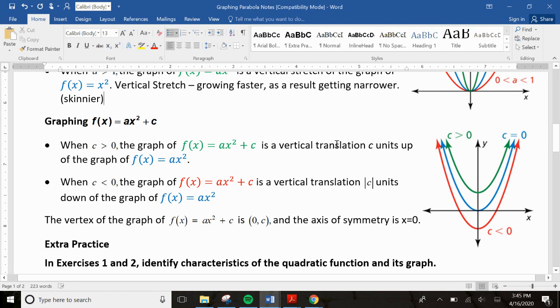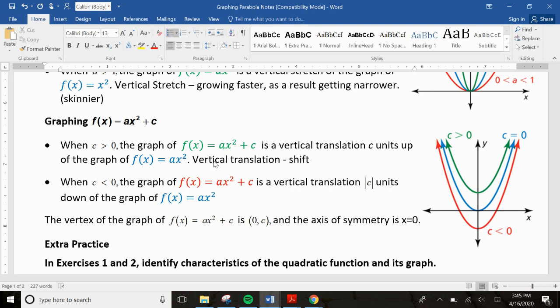A vertical translation just means a shift up or down. And so let's actually add that in as well. A vertical translation means a shift up or down. Now you have to be able to determine when it's going to go up or down.